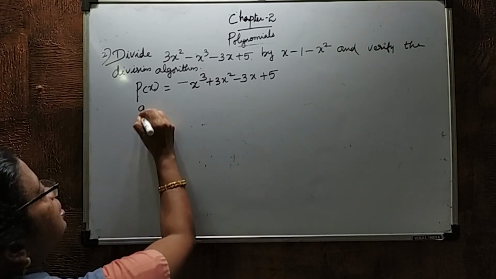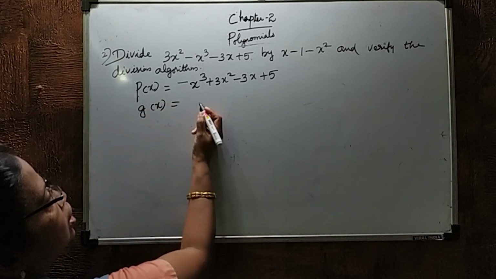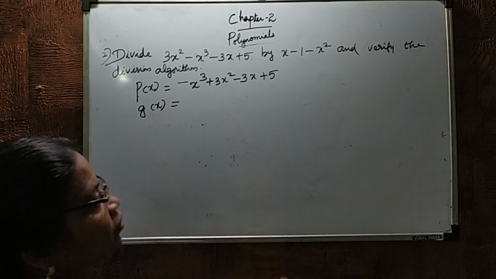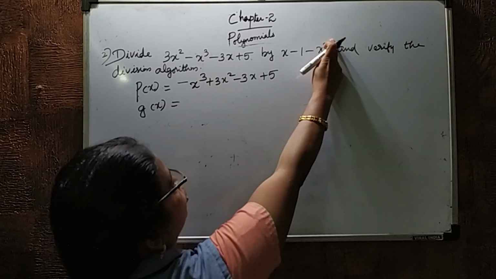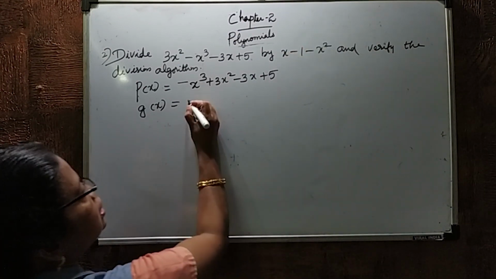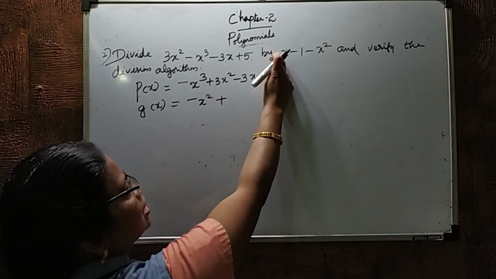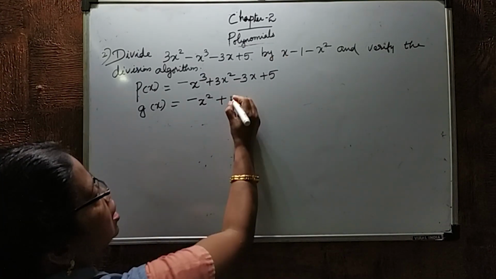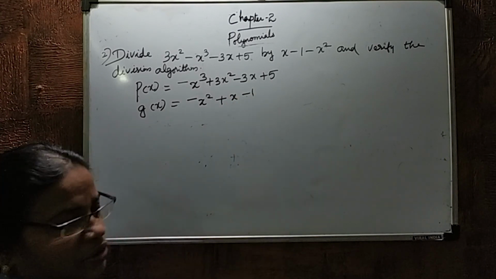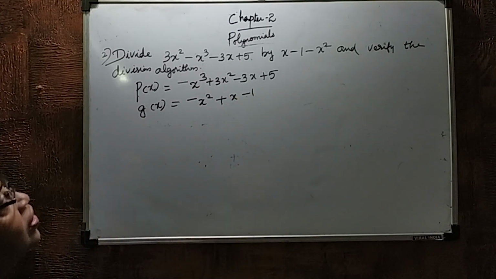Next one is g of x. G of x is equal to, we have to write in order now. Here it is negative x square, 2, 1, 0. So it is negative x square plus x. Here it is plus, nothing is there, means it is positive side. Plus x minus 1. You have to verify the division algorithm.